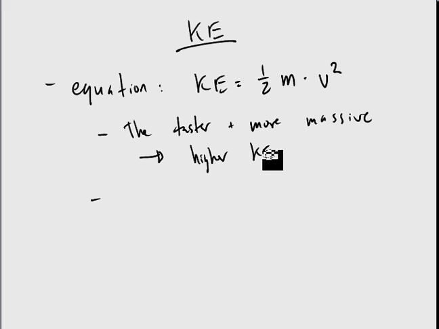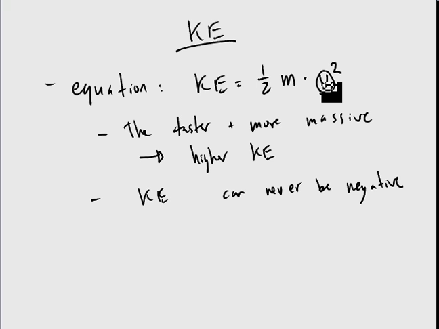We also see that kinetic energy can never be negative, which kind of makes sense. How could you be moving in a way that means that you have negative energy? It doesn't really make sense. We also see that in this v is squared, so even if it's negative, it'll become a positive number. And we can see that objects at rest have zero kinetic energy.